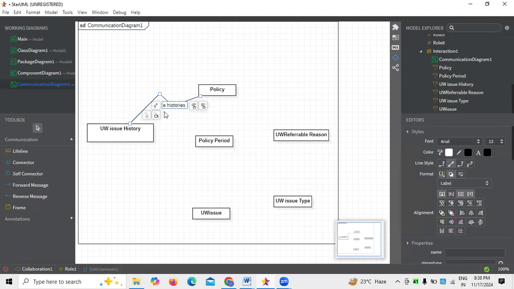So issue histories is something we need to know, right? This is the first point we need to know when we are connecting to the history. All these things we need to know about that.